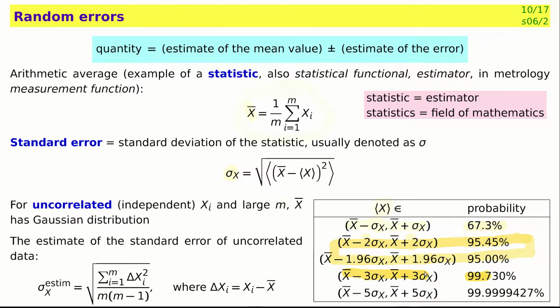99.7%, and in physics it's often treated 5 sigma as certainty, practical certainty, because the probability that I am wrong just by chance, by random errors, is very, very small.